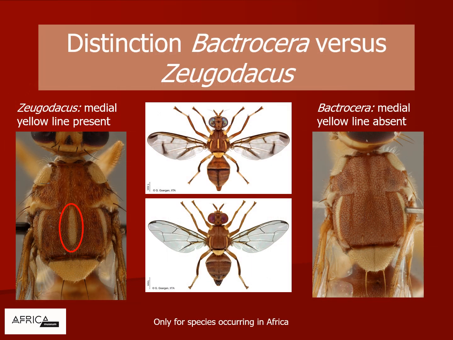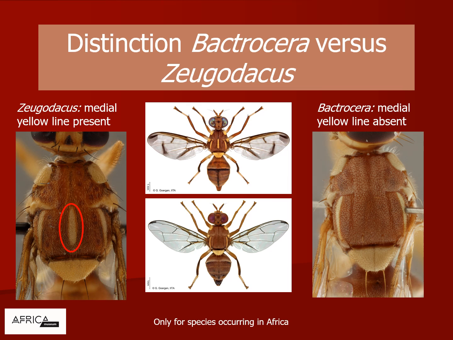Finally, there's a distinction between Bactrocera and Zogadacus. Until recently, Zogadacus was considered a subgroup or subgenus of Bactrocera. Recent studies have provided evidence that Zogadacus should be considered as a separate entity and recognized as a separate genus. The genus Zogadacus has only one representative in Africa, the introduced Zogadacus cucurbitae, previously referred to as Bactrocera cucurbitae. This species can be differentiated from all true Bactrocera species found in Africa by the coloration of the thorax.